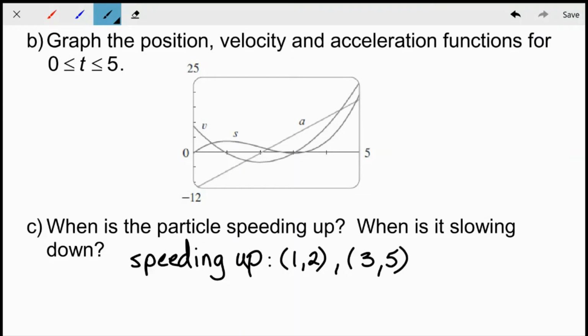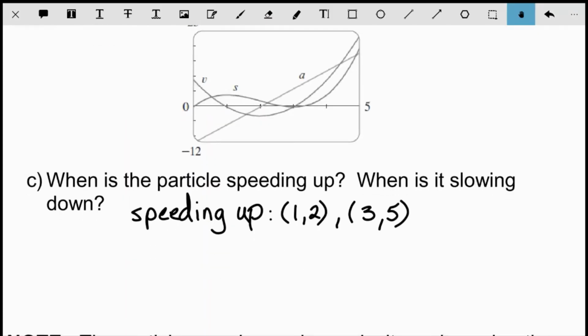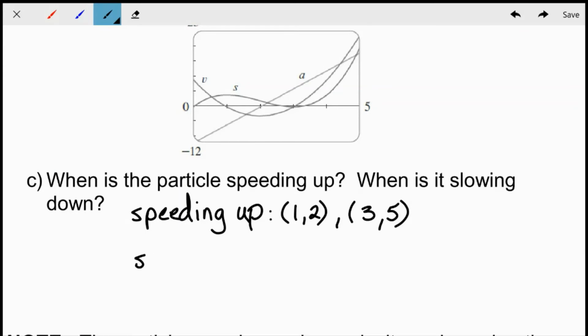And you can choose to include or not include the endpoints here. It doesn't really make a difference. Whether you include them or not is sort of a debatable topic, so I'll accept either answer. Just realize that it's sort of interchangeable when we're talking about motion. Slowing down would be the second part of this.